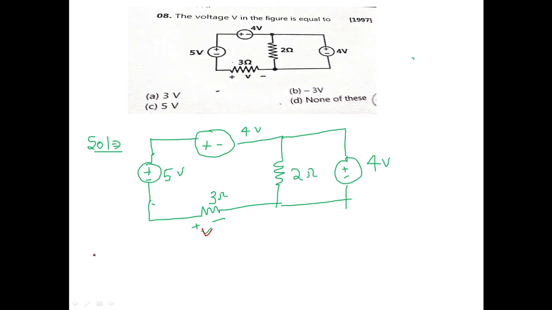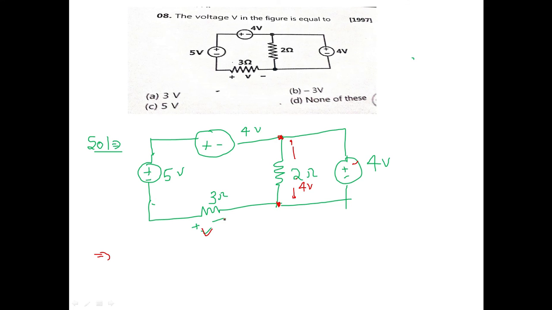Let us see. First of all, in this problem, this 4 volt is in parallel with this 2 ohm resistance. So the voltage across this particular terminal is also 4 volt, because in parallel the voltages are the same. So the 4 volt over here is the same voltage over here, that is 4 volt over this particular branch terminal.